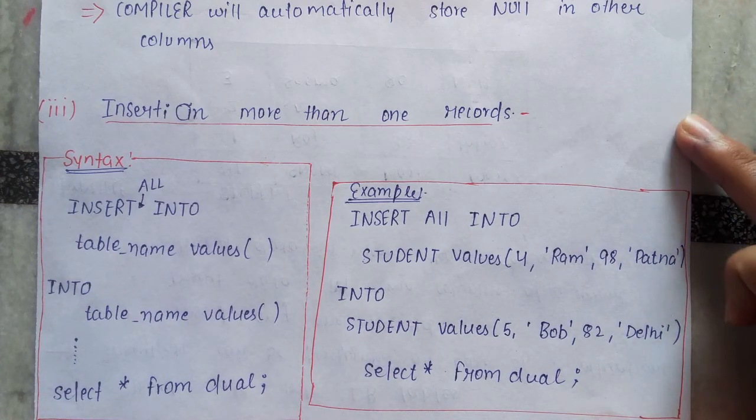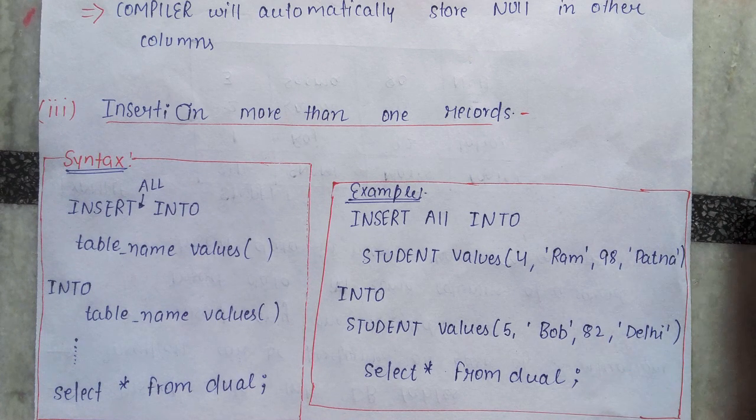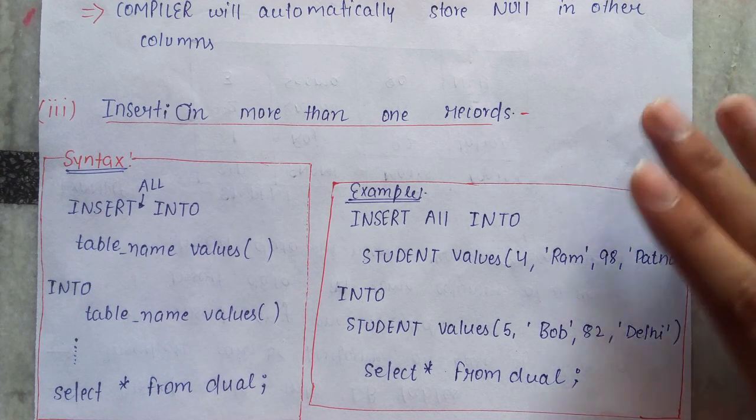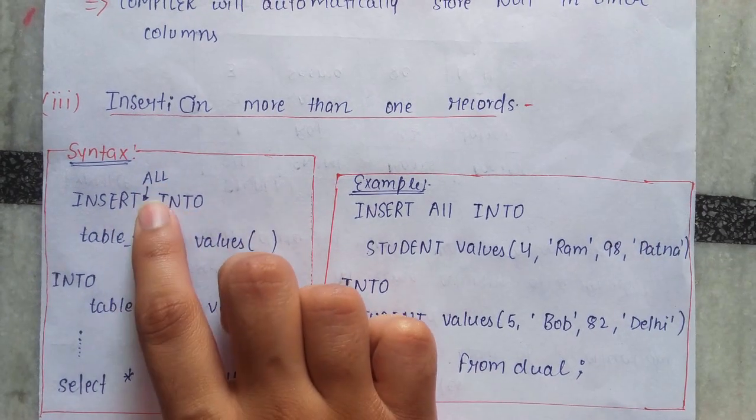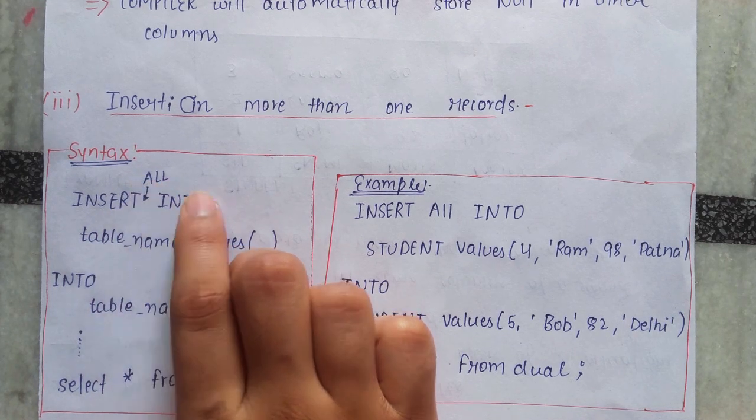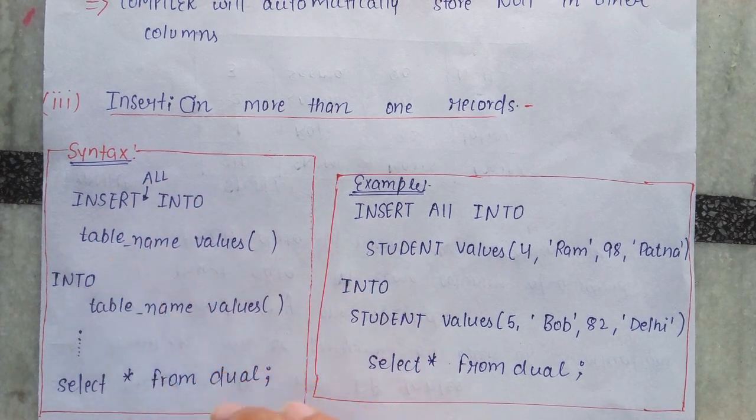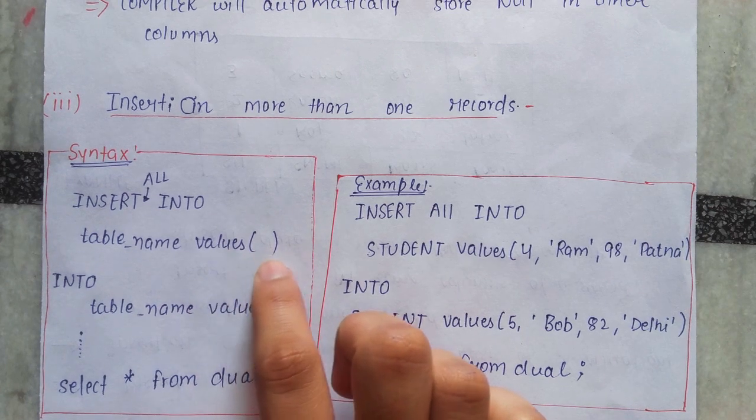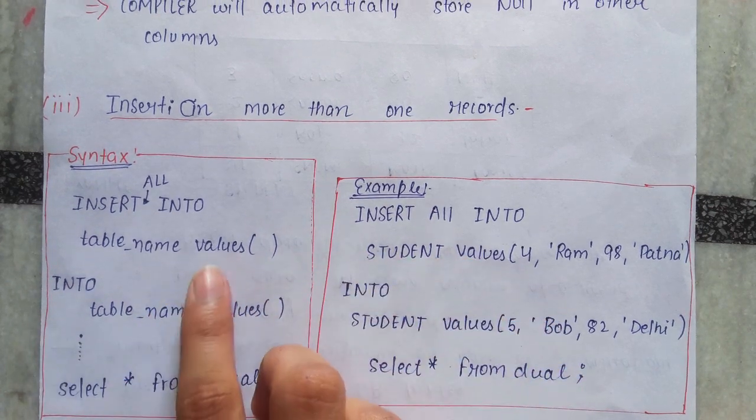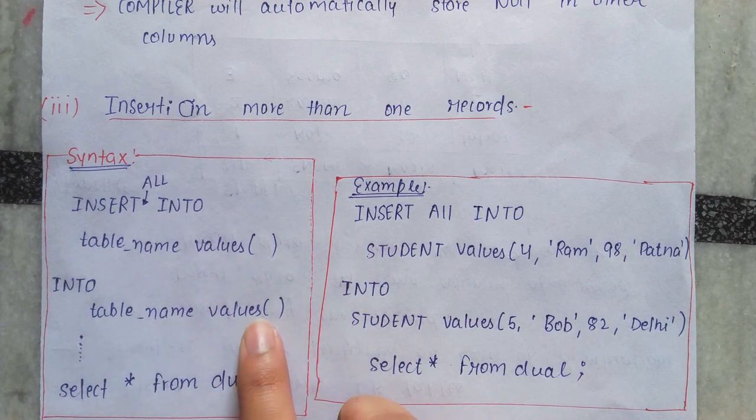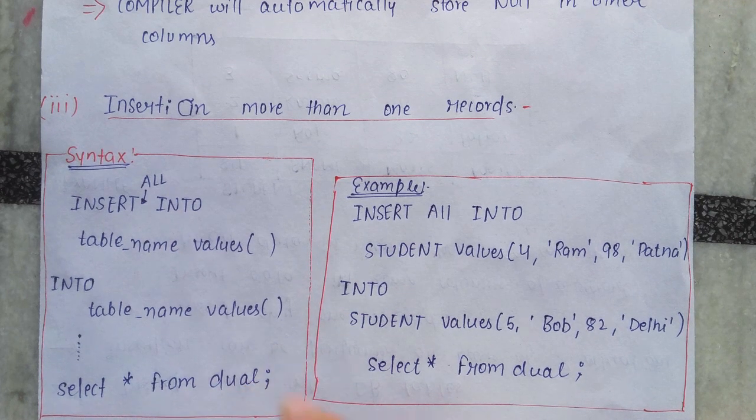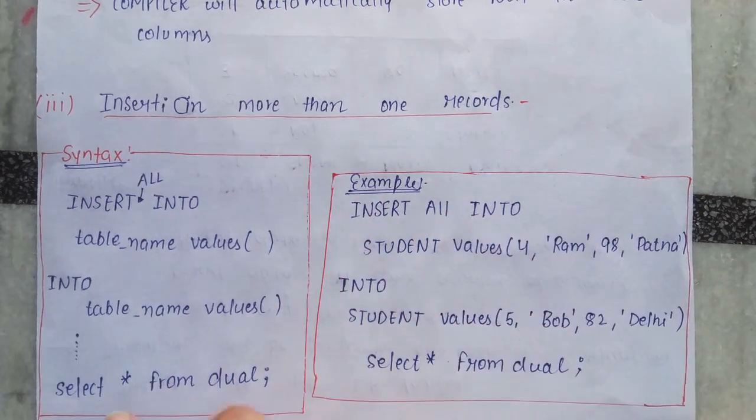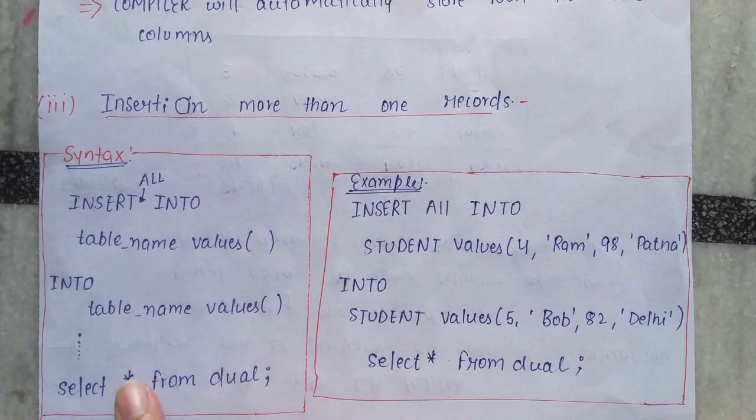Now let's understand the third case, when we want to insert more than one record at the same time. This is the syntax for that purpose. It's insert all into, and we have to use this all. Insert all into table name, whatever the table in which we want to insert values, then all the values. This is the first record. Then into table name, the second record, and so on. How many records we want is our wish. And at the end one must specify select star from dual. So in case of insertion of more than one record, one must specify at the end select star from dual.